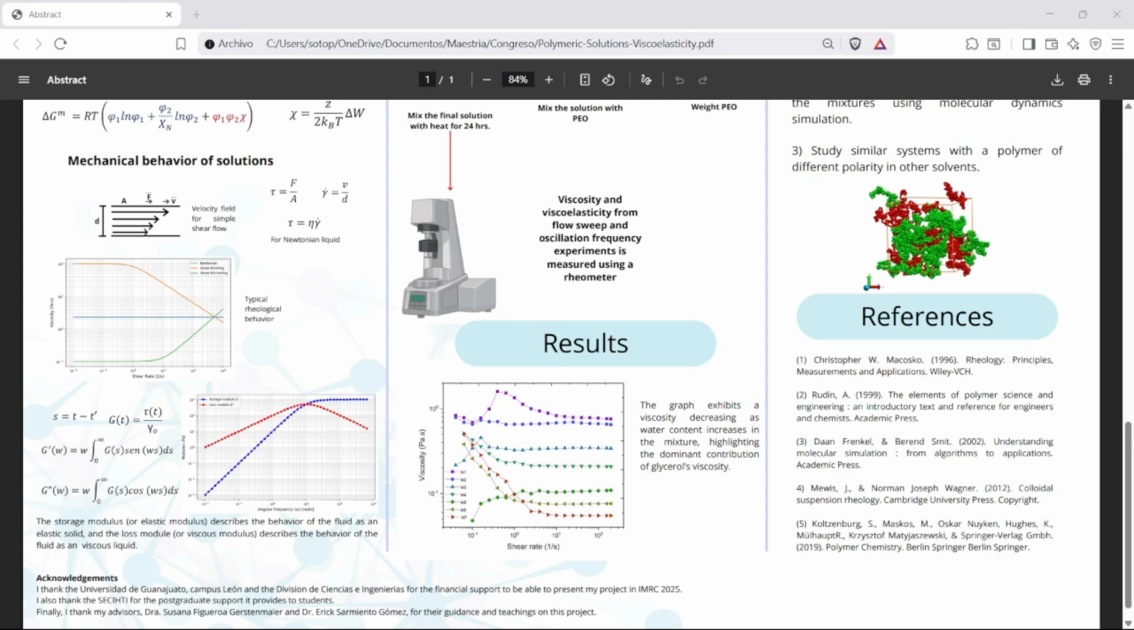These measurements are performed in a rheometer using an oscillation frequency test where the solution is subjected to oscillatory deformations. If G', the storage modulus, is more than the loss modulus, the fluid behaves as an elastic solid at that angular frequency. However, if the curves cross and the loss modulus is more than the storage modulus, the fluid transitions to viscous liquid behavior.